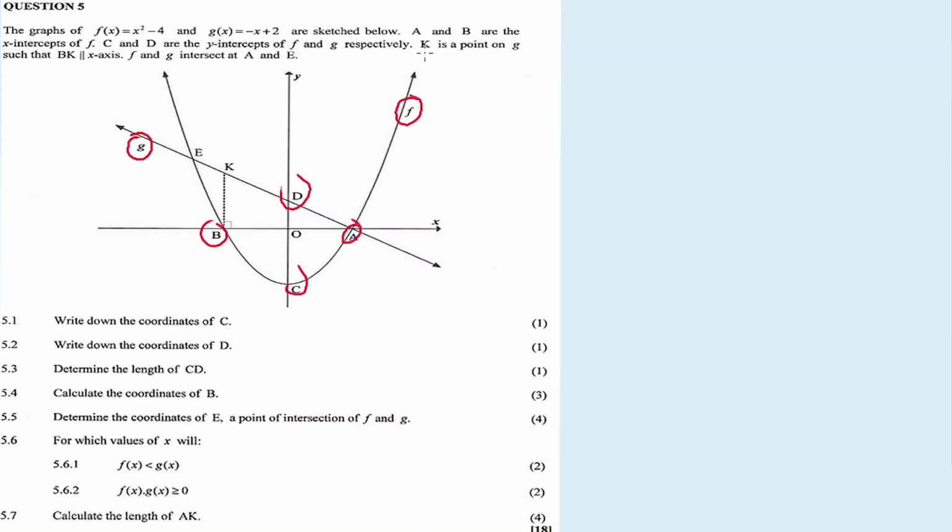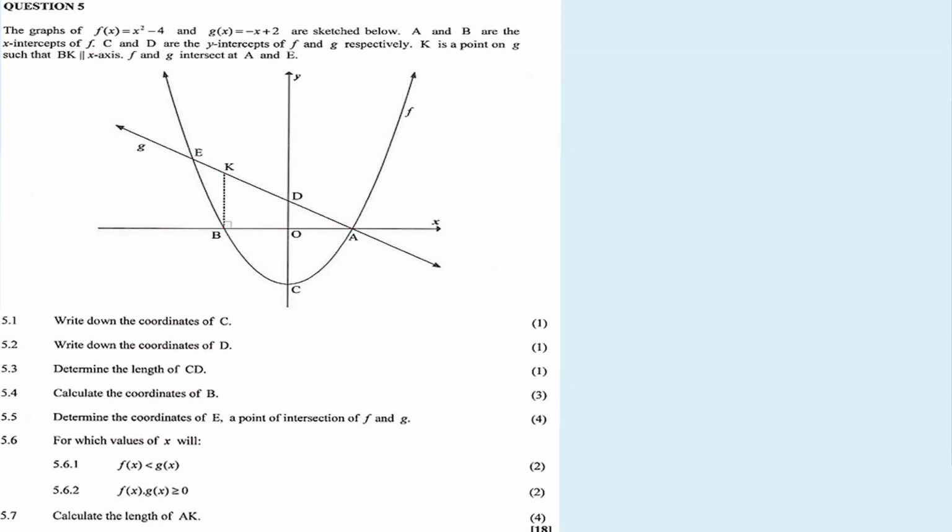K is a point on g such that BK is parallel to the x-axis. Actually, it should be the y-axis, since BK is perpendicular to the x-axis. Anyway, f and g intersect at A and E, so E and A are the points of intersection.